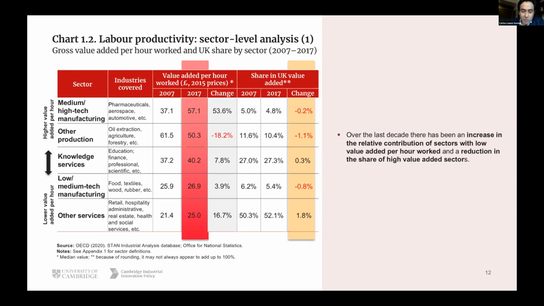So a key point to make here is that trends in key sectors of the UK economy, and the reasons why they occur, are too often overlooked, but are essential to gaining a better understanding of the UK's economic performance.